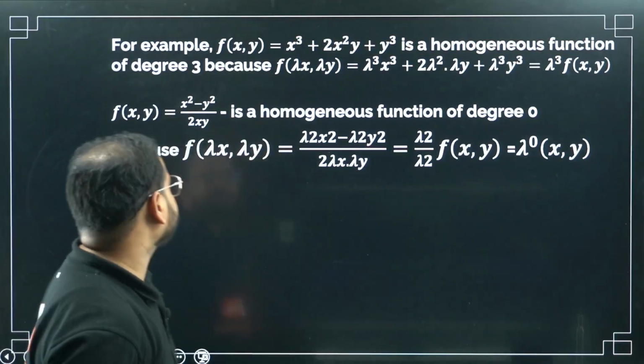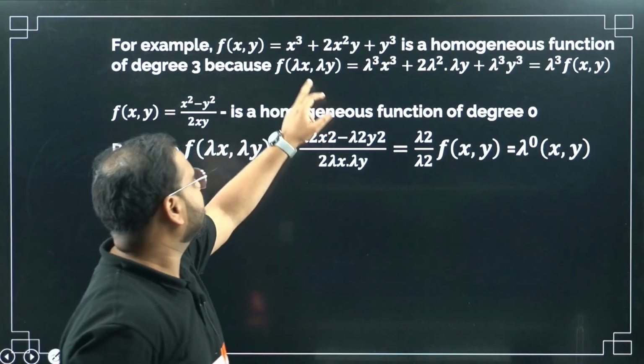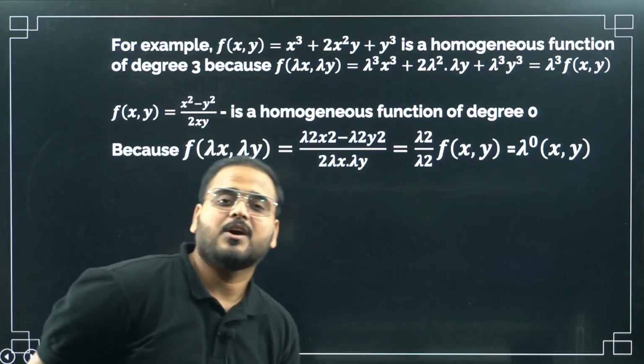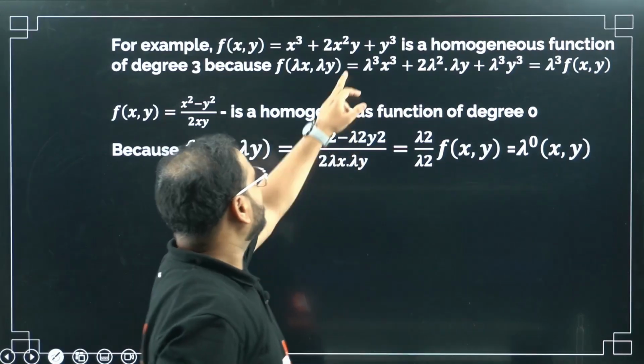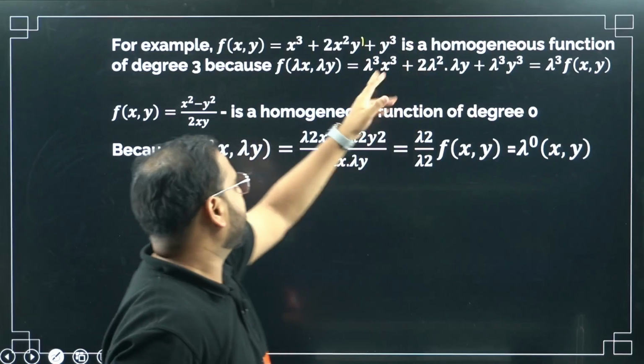Okay, for example, check here, the first one. What's the degree? What's the total sum of the powers? x cube is 3. Over here only 2 is there. No, add all the variables' powers. 2 and there is 1 over here, so 2 plus 1 is 3. Here y cube, again 3. If you want, you can just check.